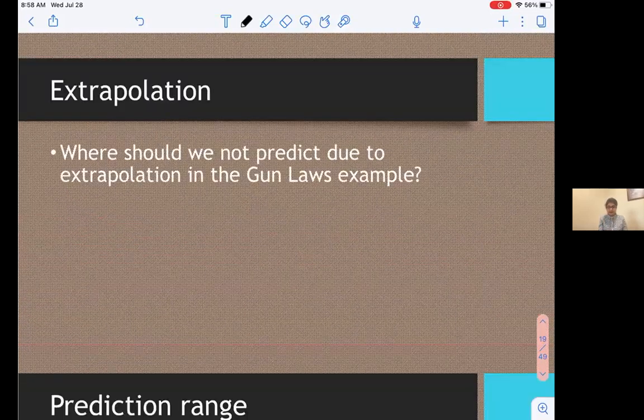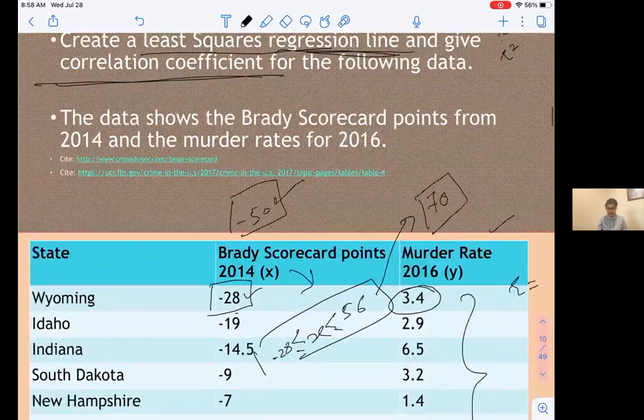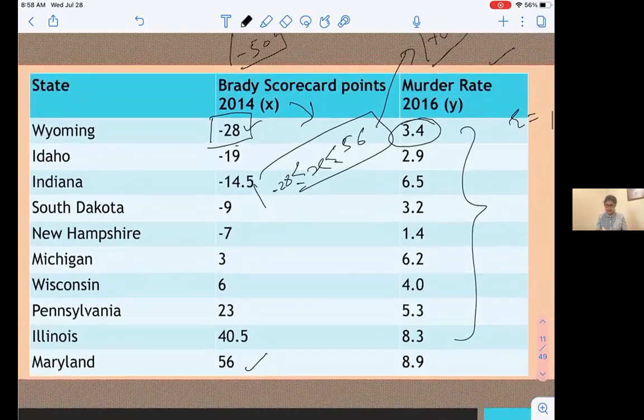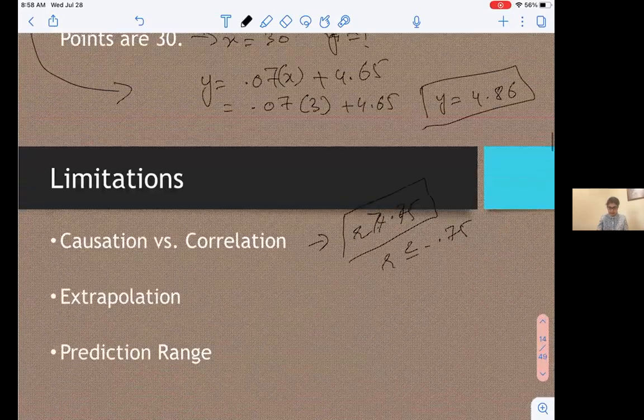So here is, for instance, where we should not predict due to extrapolation in the gun law example, which I have already explained. It starts from -28 and the maximum value we have is 56. Any value outside of these x values is not actually the best fit. It cannot give you a good estimation for any x value outside of this bound. So this is called extrapolation.